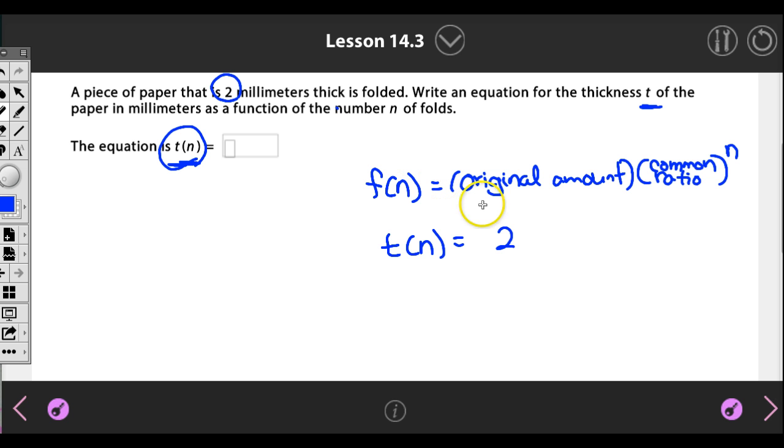So then it's going to be 2. But then every time we fold it, it's going to increase by how much? We're going to double it, right? So then our common ratio, or the number that we have to multiply every time, is 2.